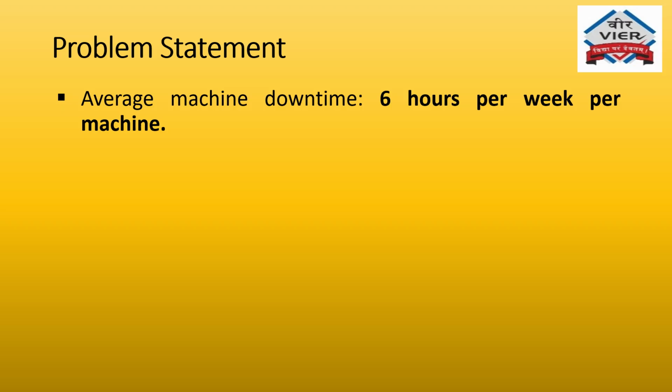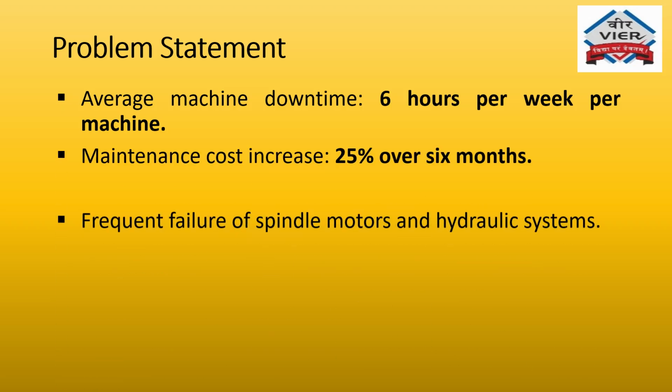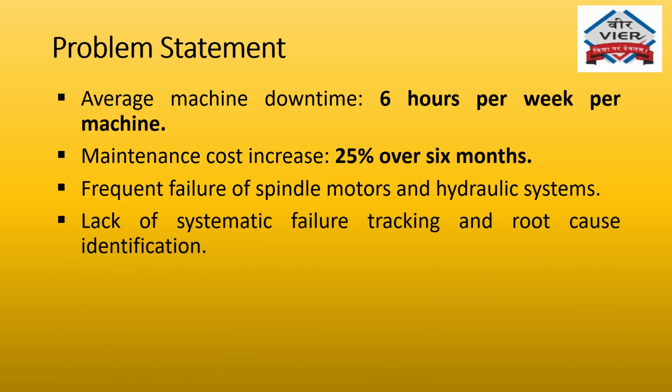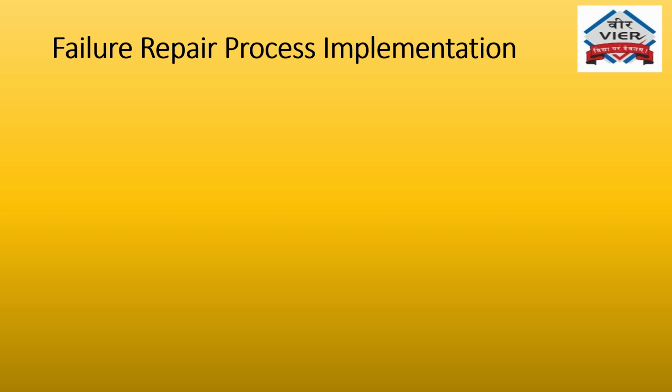The problem statement is: average machine downtime is 6 hours per week per machine. Maintenance cost increased by 25% over 6 months. Frequent failure of spindle motors and hydraulic systems. Lack of systematic failure tracking and root cause identification. So the management decided to implement the failure repair process to identify the different causes and reduce these failures.